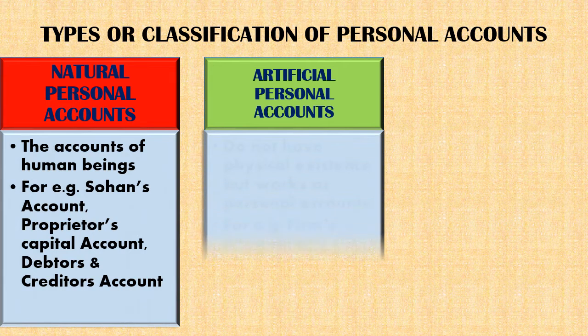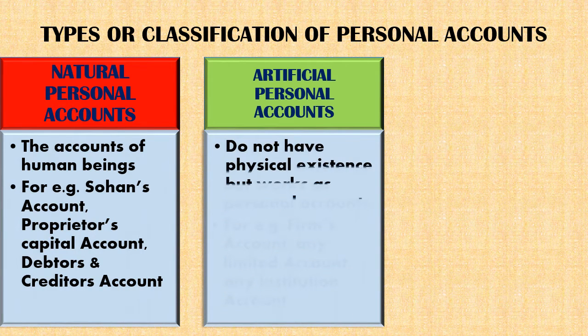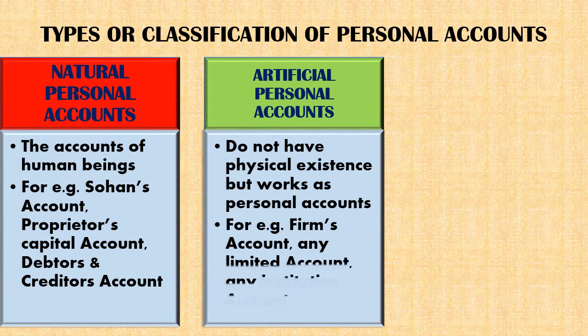Artificial personal accounts. They do not have physical existence but work as personal accounts. For example, a firm's account, any limited company account, any institution account. They do not have existence like a human being, but they work as personal accounts, like the account of a school, a college, a hospital or any company.